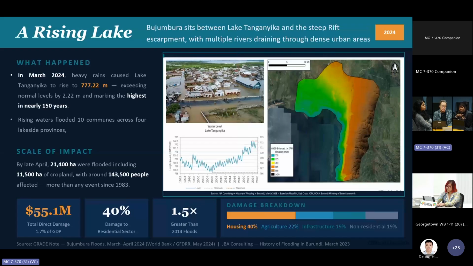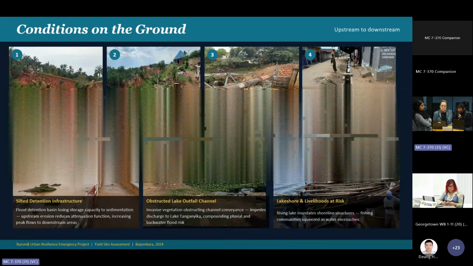So at the time that we were preparing the project, it was actually a $60 million operation. But because of this particular event in 2024, the government was able to access the crisis response plus window and obtain an additional $53 million in financing, taking the operation to $113 million in investment.